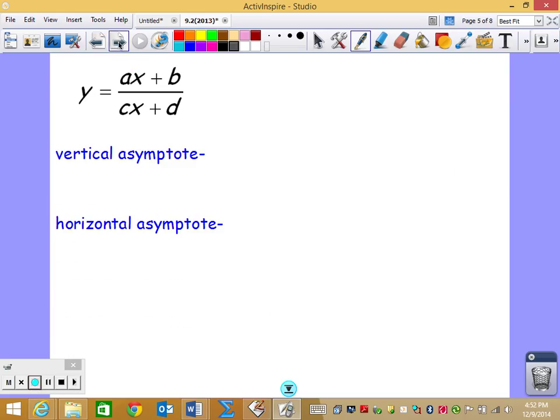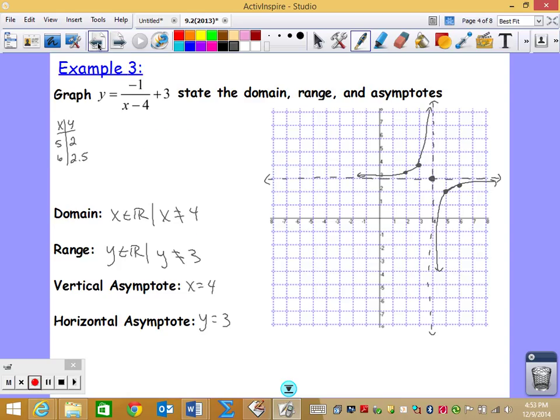Here's what the other form will look like. ax plus b over cx plus d. Hopefully you noticed on this one that there are two x's. There's an x in the numerator and an x in the denominator. On the first form, there's only an x in the denominator. So that's how you're going to tell the difference between the two forms.